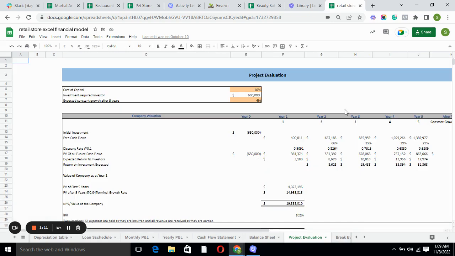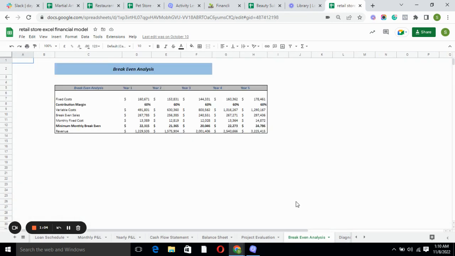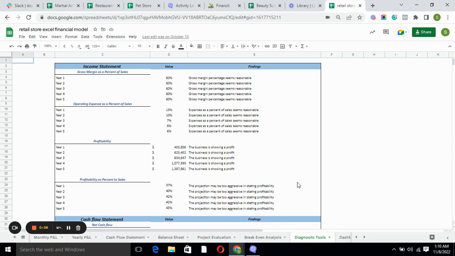Project evaluation basically tells you the FCF of the company, value of the company, where the company is standing. Breakeven analysis basically tells you the point at which you have earned enough to cover up all of your costs. Diagnostic tools basically tells you whether your business is doing good or not, whether your business is showing profit or not.